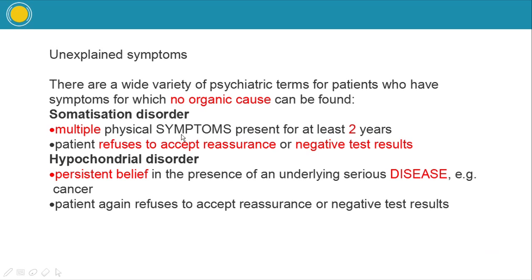For somatization disorder, there should be multiple physical symptoms unexplained for at least 2 years. The patient normally refuses to accept reassurance, or there will be repeated negative test results. So somatization disorder is multiple unexplained physical symptoms together with refusal to accept reassurance or repeated negative test results. But for hypochondrial disorder, there should be a persistent belief in the presence of an underlying serious disease, like cancer. Normally, the patient again refuses to accept reassurance, or there will be repeated negative test results.